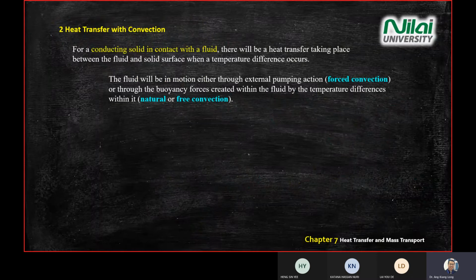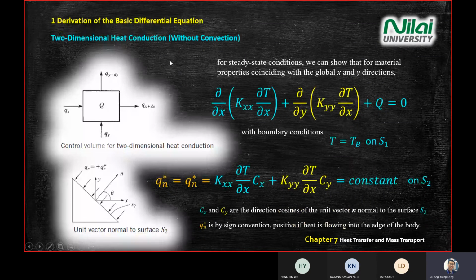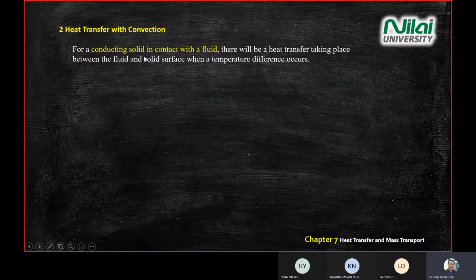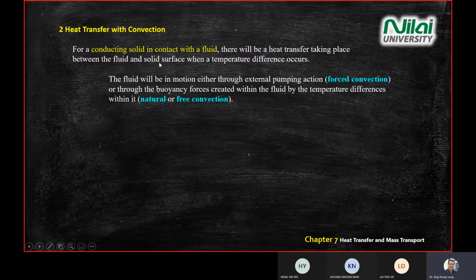Okay, the next one, we are already done with the conduction equation. Next we cover what convection is. Convection is also heat transfer, but it takes into account the motion of the fluid. We have forced convection and free convection, or natural convection. If you're using a pump or devices to push the flow, then you have forced convection. And if it happens naturally, then you have free convection. You learned this in your previous secondary school physics or science.